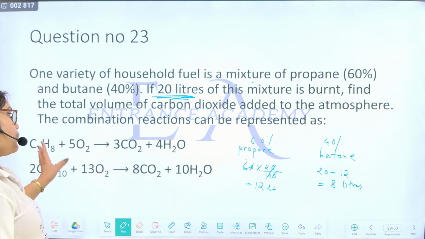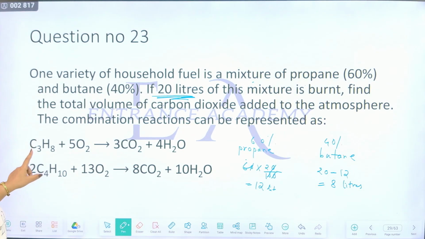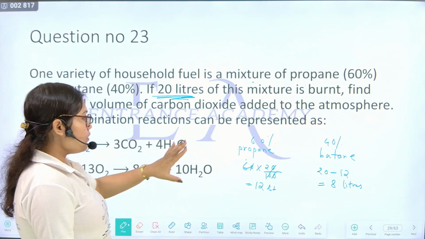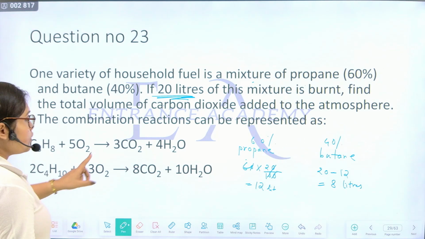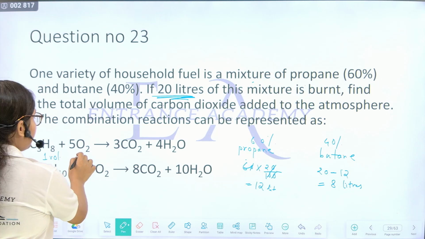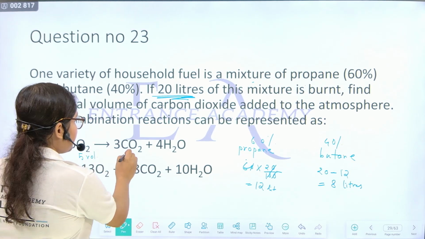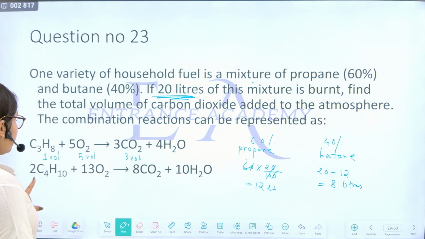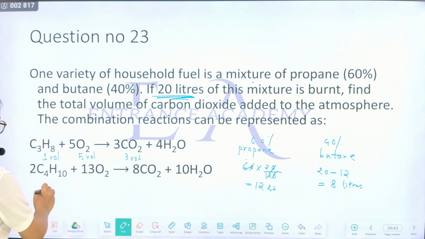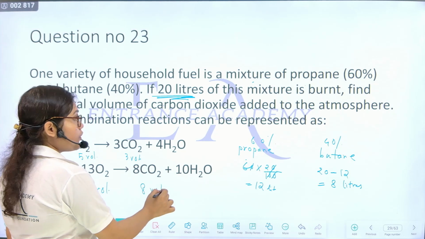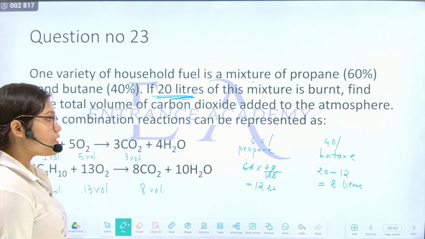Now according to the equation, that is C3H8 plus 5O2. So if we have to calculate the volumes, this is propane, 1 volume of propane, 5 volumes of oxygen, 3 volumes of carbon dioxide, and this is not needed. Third one is when butane is there. So butane is 2 C4H10, that is 2 volumes, 13 volumes, and this one is 8 volumes. So you need to calculate the volume of carbon dioxide added to the atmosphere.